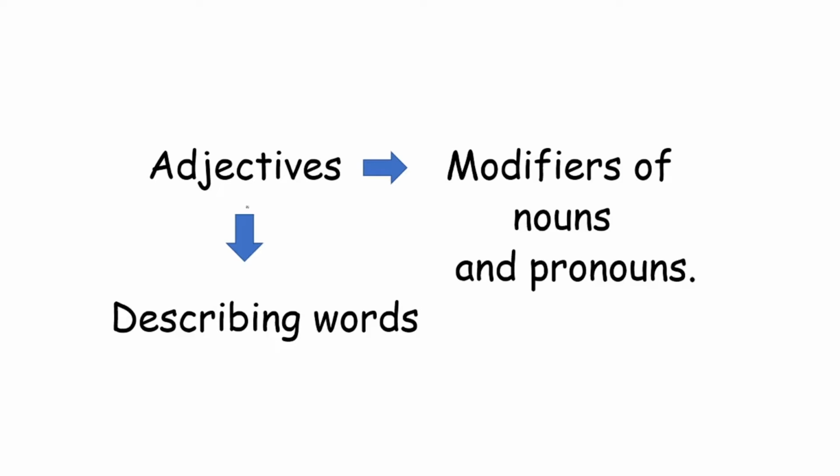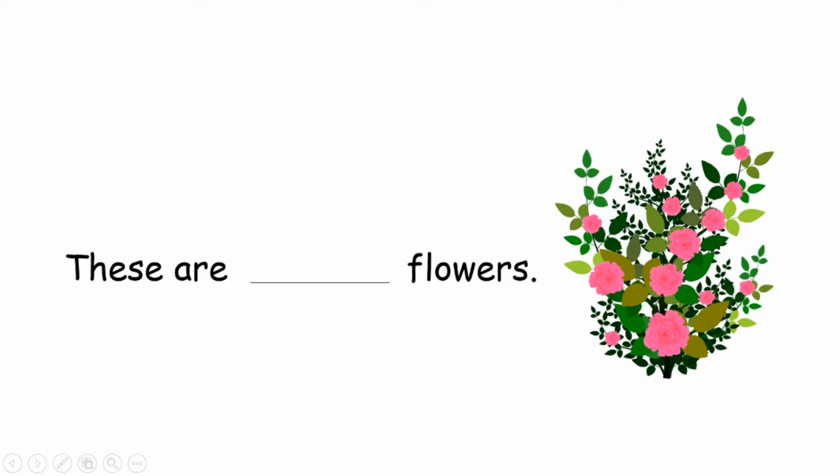Adjectives are generally defined as describing words. These words describe or modify the nouns or pronouns in a sentence. So these are known as adjectives. Let me explain this with an example. These are dash flowers.